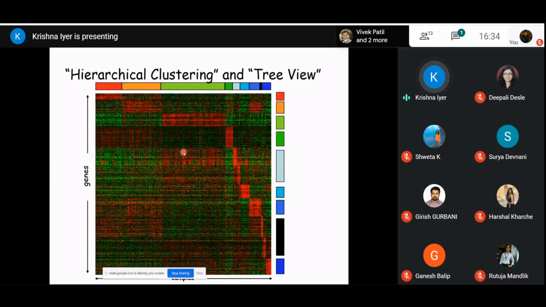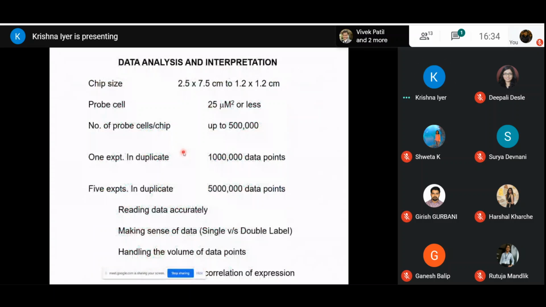Now, what you have to remember is when you do this microarray, you have a chip which is very, very small, about 1.2 by 1.2 centimeters, and you have 500,000 probes. If I do one experiment in duplicate, at each of these probes I'll get one data point, so my number of data points will be 1 million. And if I do 5 experiments in duplicate, I'll get 5 million data points. Now remember, when I'm generating so much data, I have a lot of issues. Am I getting the data correctly? Is it accurate? Can I make sense of this data?